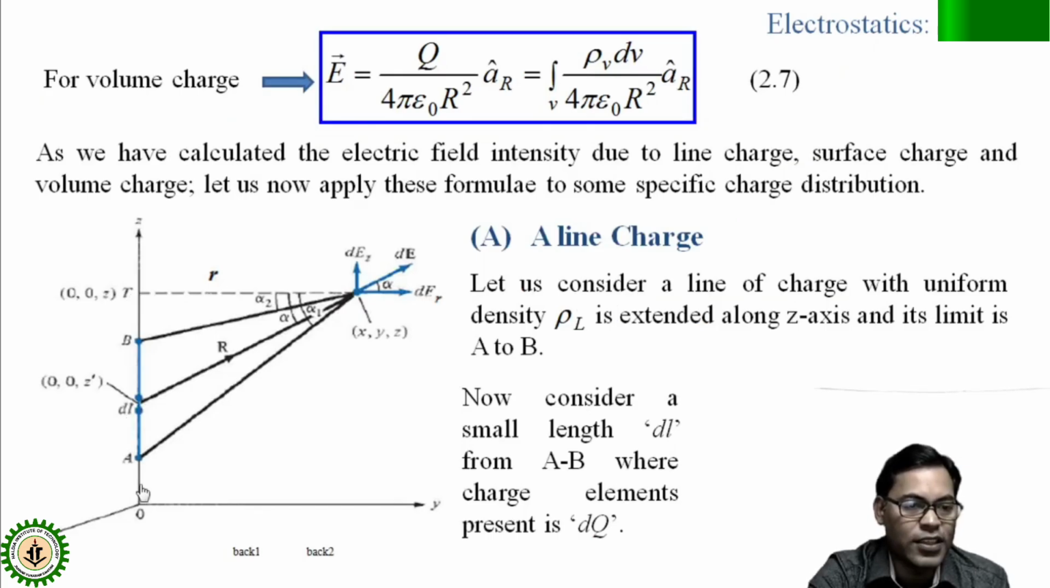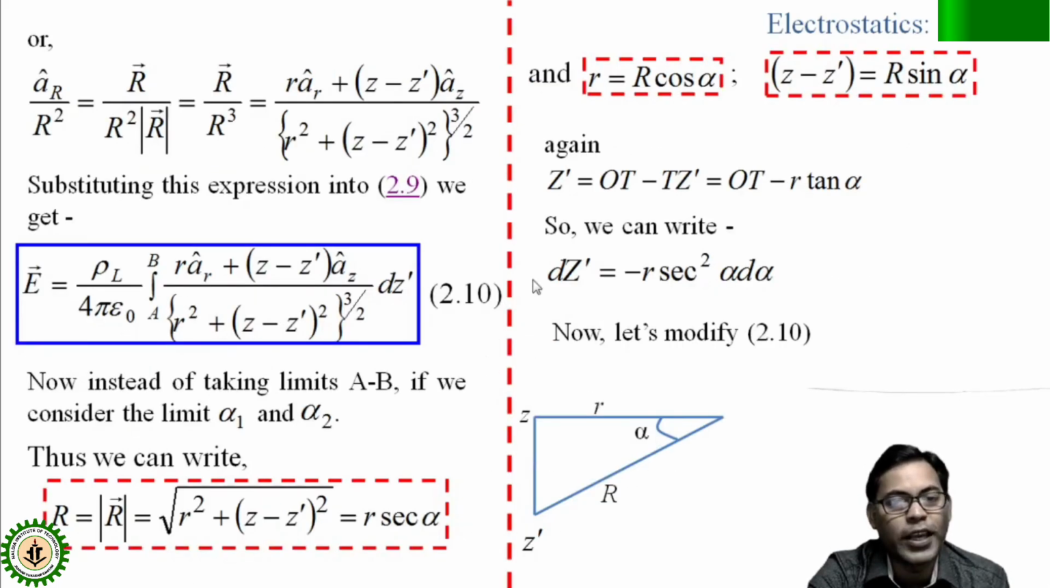If we take minus of this OT minus TZ prime, then we will get Z prime. This point we will get. So here we are getting Z prime equals OT minus TZ prime. Now we have OT is the same. Now TZ prime is nothing but this distance.